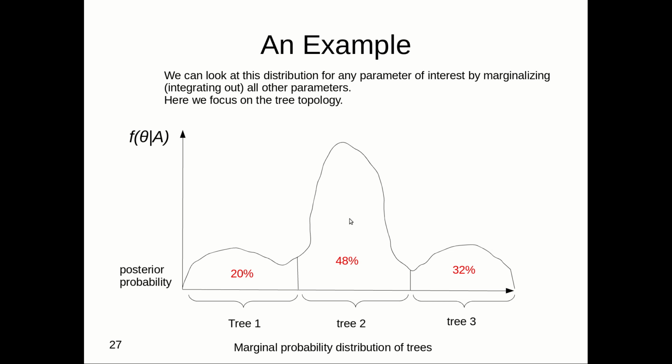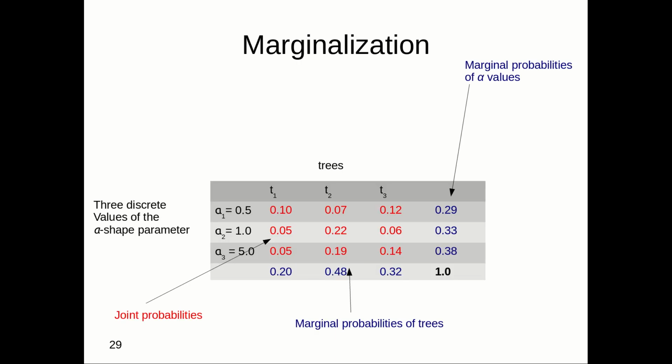Now a very important property of Bayesian inference is that we can look at this distribution for any parameter of interest by marginalizing or integrating out all other parameters. On this graph here, we focused on the tree topology. Once again, we obtain the probability for the different tree topologies by integrating over this interval here, or basically summing over the posterior probabilities for the samples that we've drawn that contain tree topology number 2. So here is an example of how marginalization works.